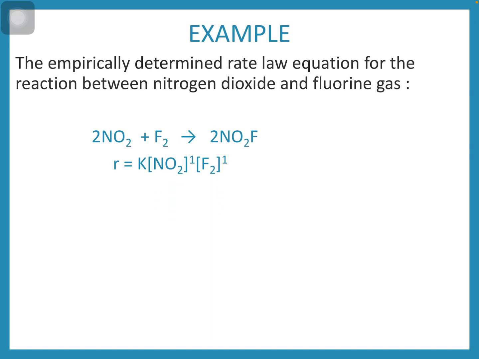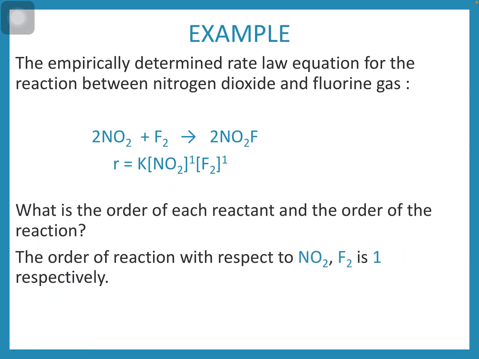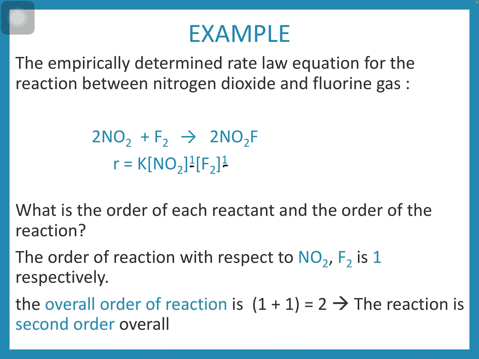So if I were to double the NO2 concentration and double the F2 concentration, then I would be doubling and doubling. So overall, the rate would quadruple. So that means that my overall order of reaction is 2. So each reactant, NO2 and F2, is each 1, and we can tell that by the exponents here. And for the overall order, we add those together, and it's 2.